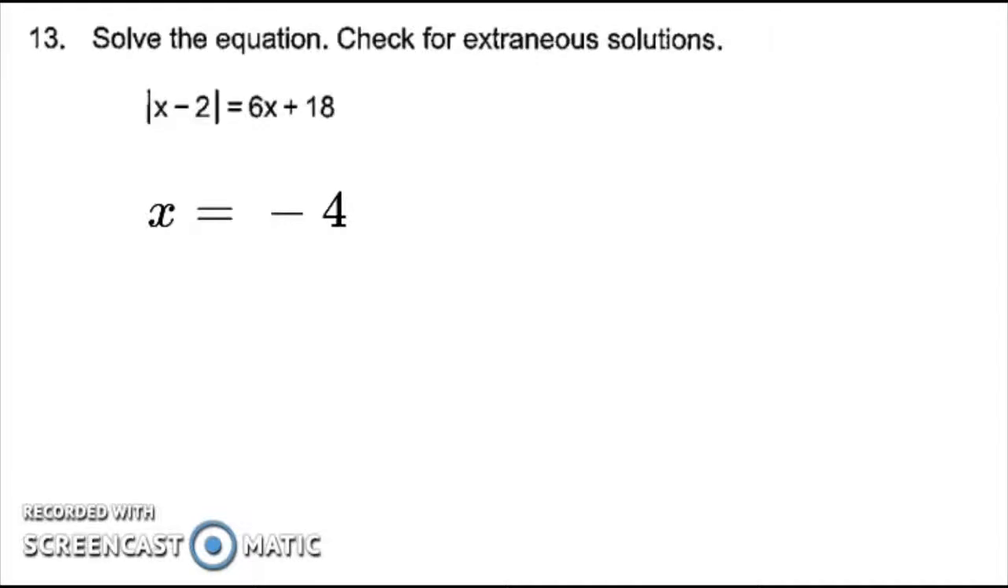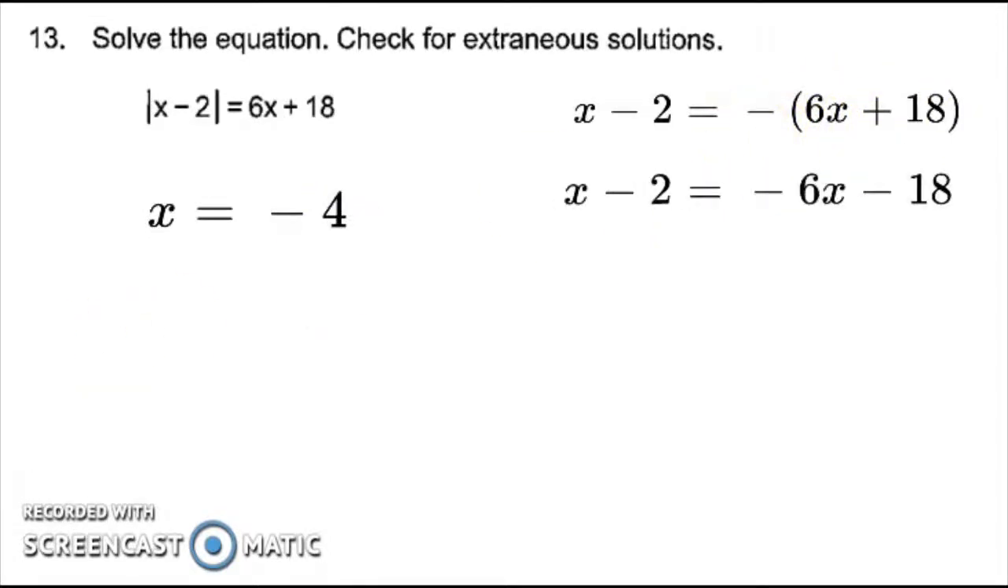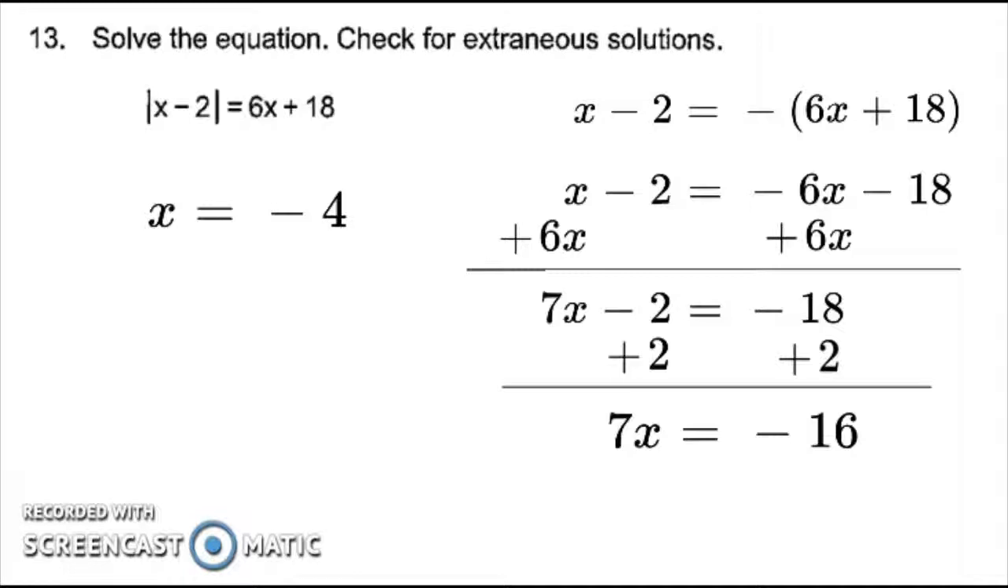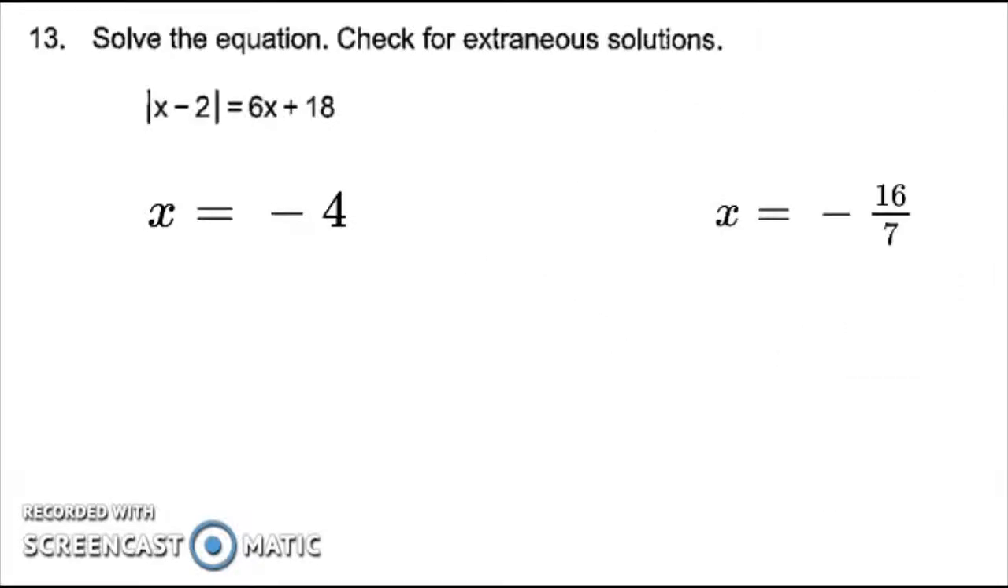Now the second equation is going to be negative of 6x plus 18. So distribute the negative, we'll get negative 6x minus 18. Add 6x to both sides, we'll get 7x minus 2 is equal to negative 18. Add 2 to both sides, we'll get 7x is equal to negative 16. Divide both sides by 7, and you will leave it as negative 16 over 7.